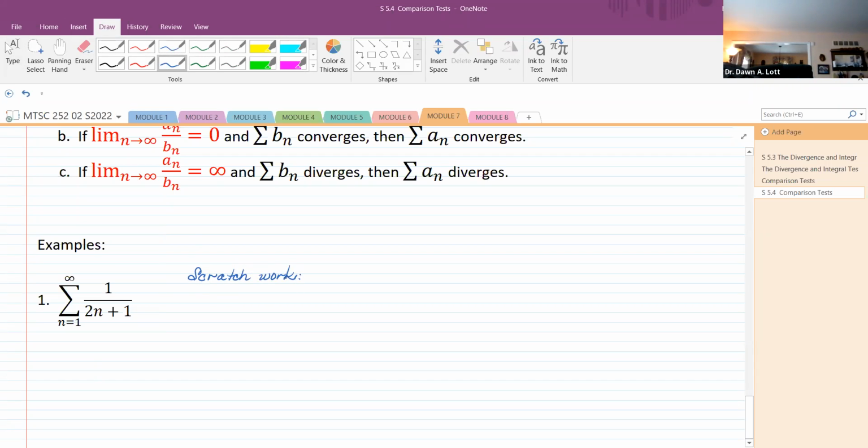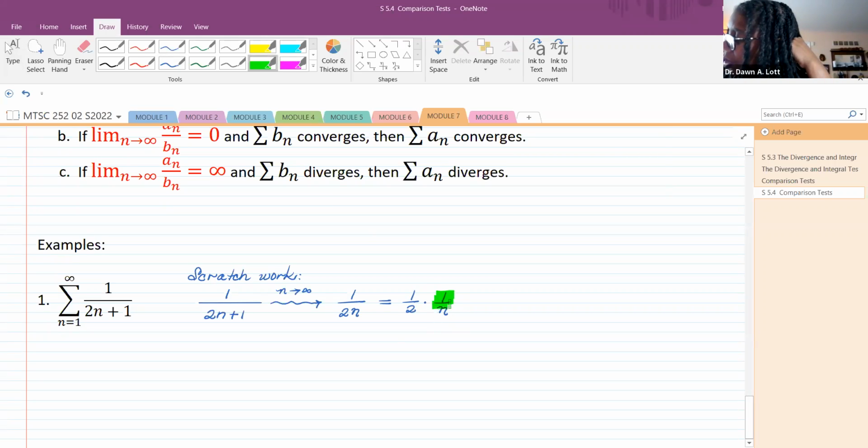So I do my little bit of scratch work, kind of like doing your homework so you know what's expected, okay? So I have 1 over (2n plus 1). And as n gets really, really big, that 1 is not going to matter. N's going to be so big that when you add 1, nobody's going to notice the difference. So this really looks like 1 over 2n, but that's simply just 1/2 times 1 over n. And then when I see that, I say, oh, as n gets big, it looks like 1 over n. I use the limit. As n gets big, it looks like 1 over n.